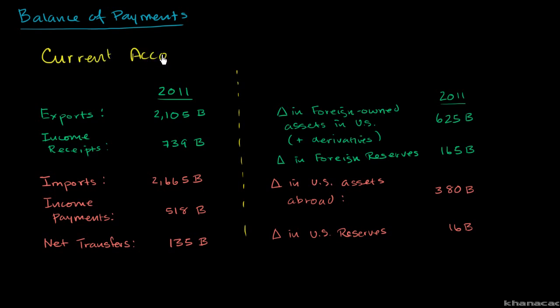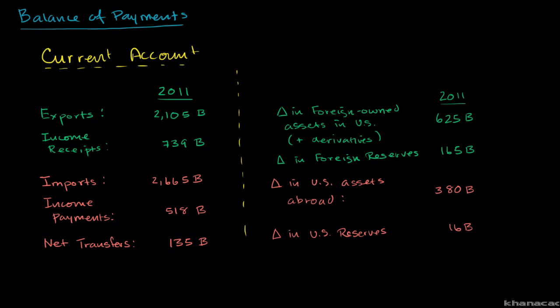The current account focuses on things related to trade, so exports and imports, things related to income in that period. So if I'm getting dividends from a stock that's a German company, or if someone in Germany is getting dividends from a stock, it's an American company, and just transfers of money. I give money to my mom in France to help support her. So that's what's factored in the current account.